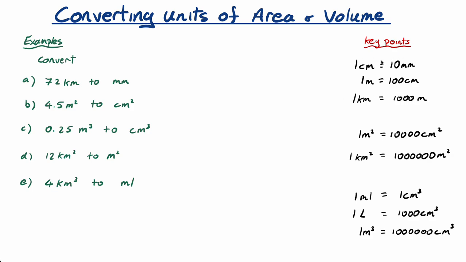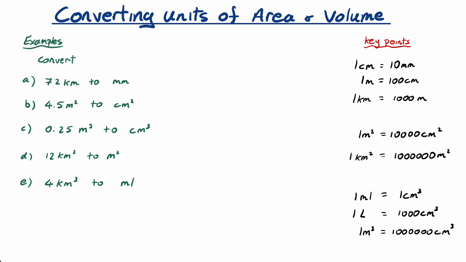But as soon as you move into area or volume, this gets messed up, because people think, oh, well, if 1 meter is 100 centimeters, 1 meter squared is 100 centimeters squared. But that's very much not the case. In fact, 1 meter squared is 10,000 centimeters squared. And 1 meter cubed is actually 1,000,000 centimeters cubed.